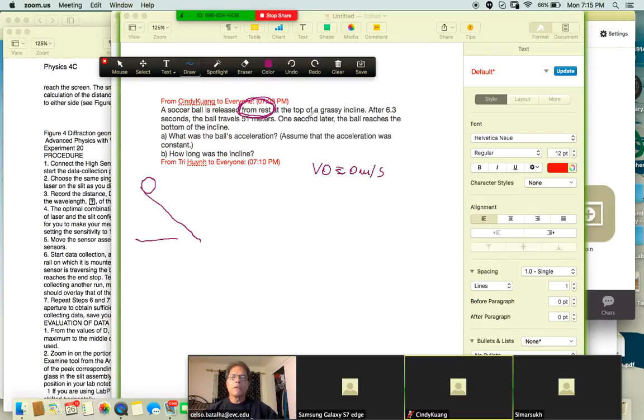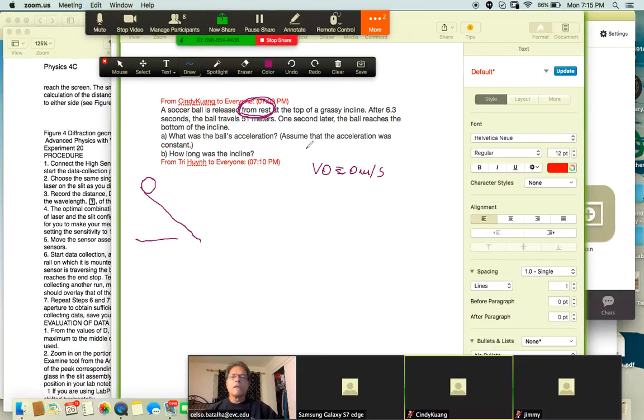If you take what you did, 51 meters, and divide by 6.3, you are determining average velocity, right? Ignoring acceleration, by the way, because you have acceleration there. You are taking final position, 51 meters, initial position 0, divided by time, and you have average velocity. That's not initial velocity, okay?